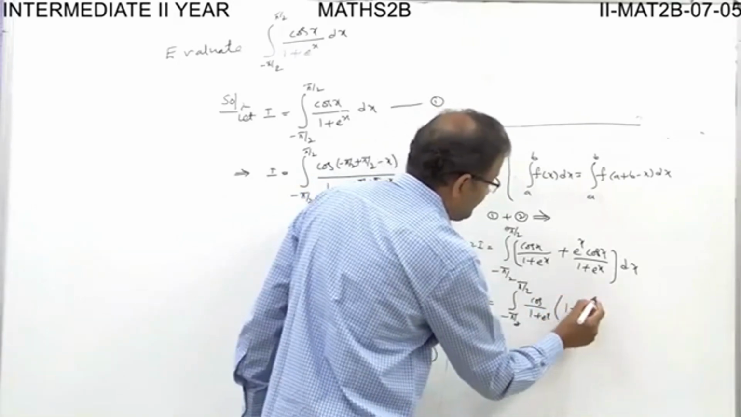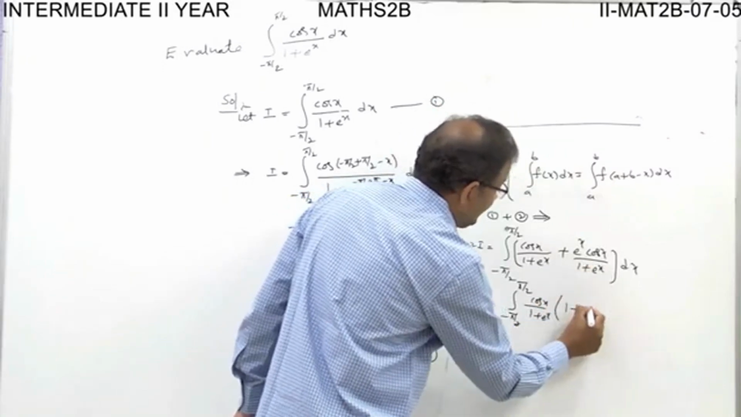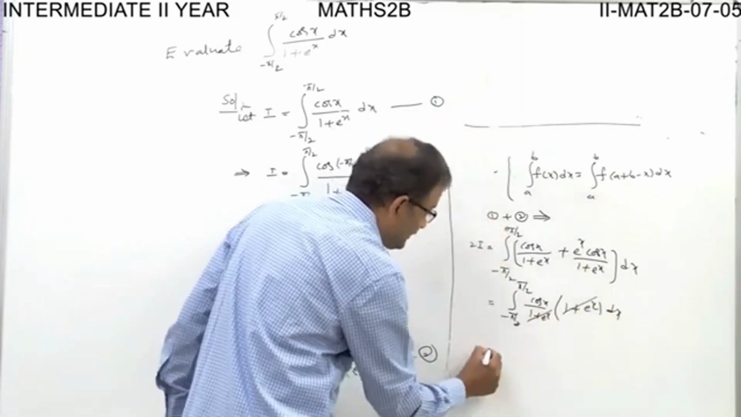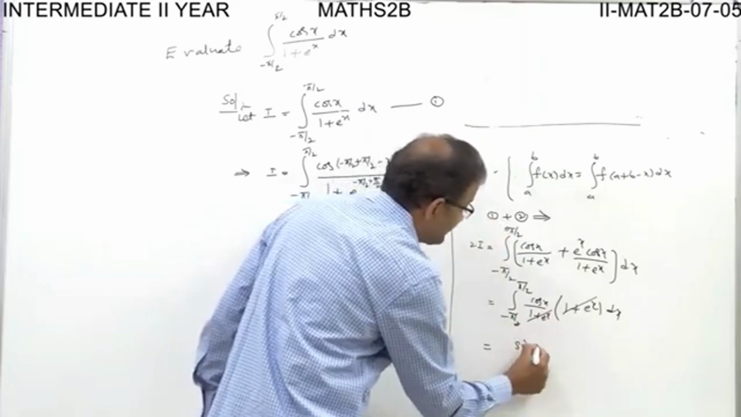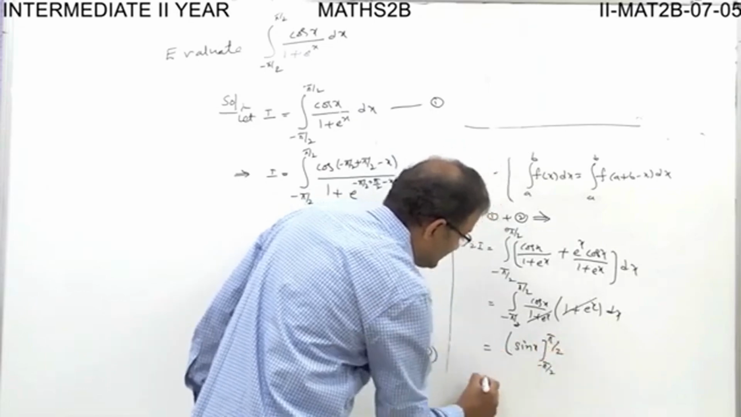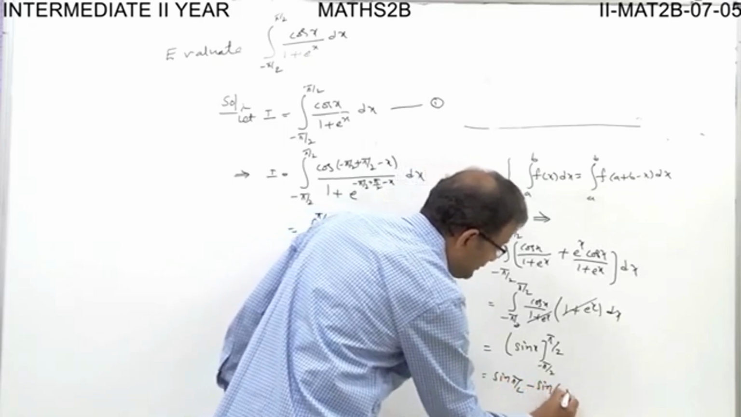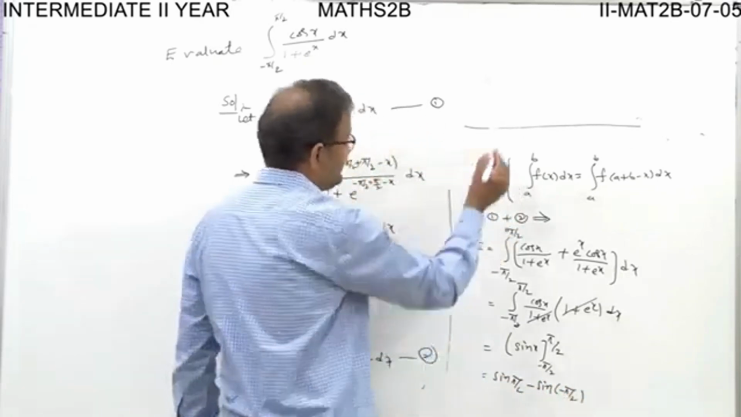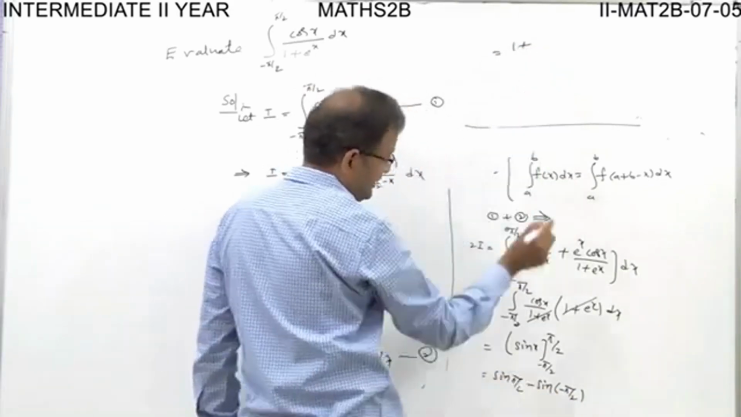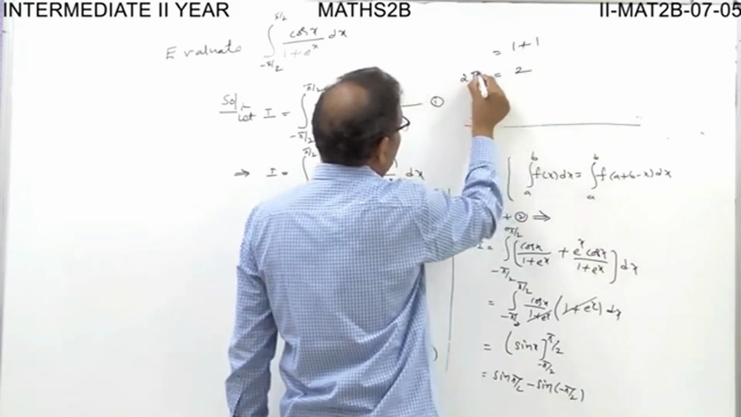Here 1 plus e to the power of x dx, and 1 plus e to the power of x cancels with 1 plus e to the power of x. Integral of cos x is sin x, from minus pi by 2 to pi by 2. This is equal to sin pi by 2 minus sin of minus pi by 2, upper limit minus lower limit. Sin of pi by 2 is 1. Sin of minus theta is minus sin theta, so minus minus becomes plus sin pi by 2, which is 1. 1 plus 1 is 2. This is equal to 2I.